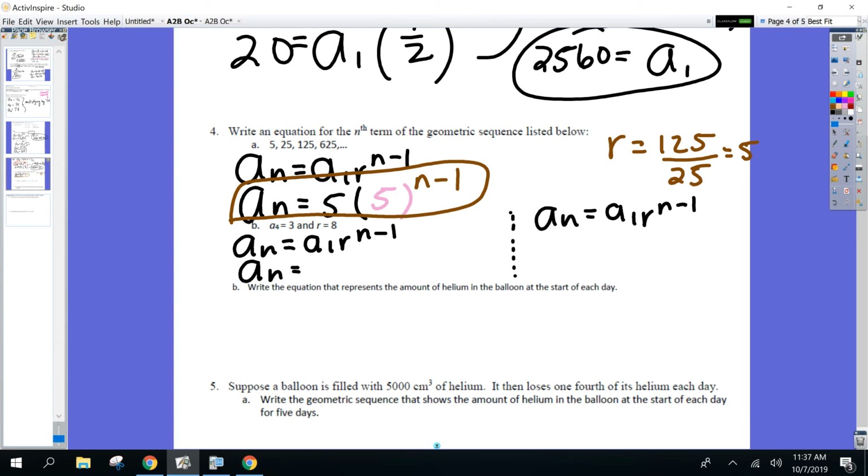So using this formula, what's any term I know in the sequence? 3. 3 equals A1 times. What's the R value? 8. What position is 3 in this sequence? 4 minus 1. Now you can solve for A1 as a fraction.